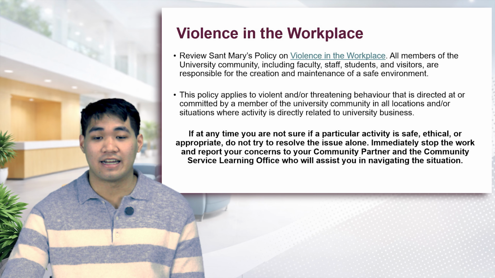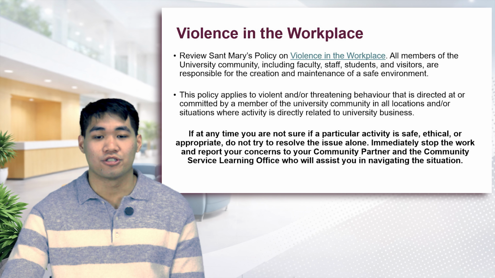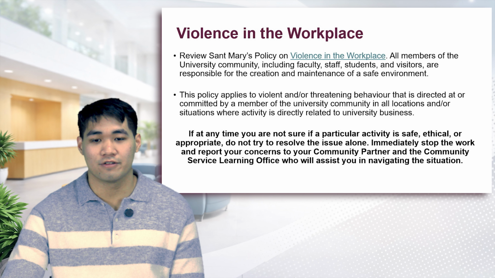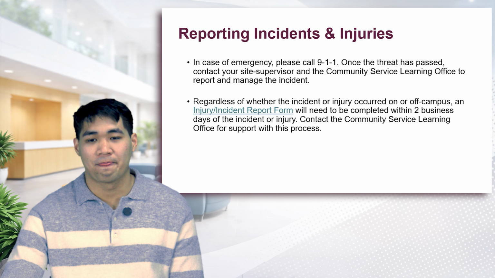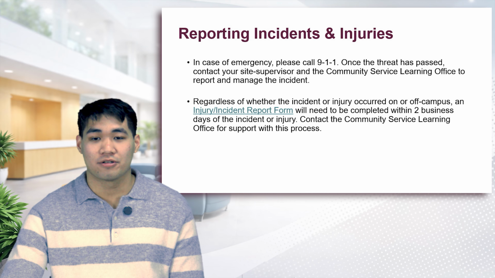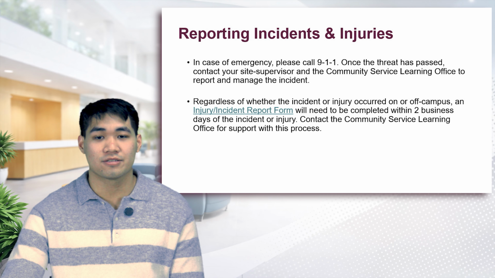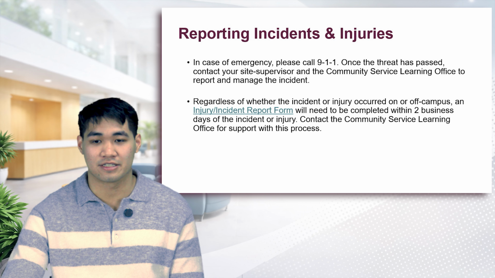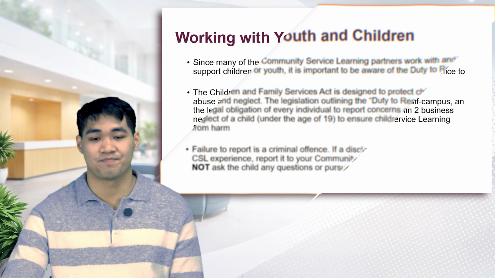Always remember that if at any time you're not sure if an activity is safe, ethical, or appropriate, don't try to resolve the issue alone. Stop your work immediately and report your concerns to the community partner and the CSL office, and we will assist you in navigating the situation. In the off chance that an emergency occurs during your placement, call 911 immediately. Once the threat is passed, contact both your site supervisor and the CSL office to report and manage the incident. Again, as this is part of university activities, an injury/incident report form must be completed within 2 business days of the incident or injury. Please contact the CSL office and we will support you with this process.